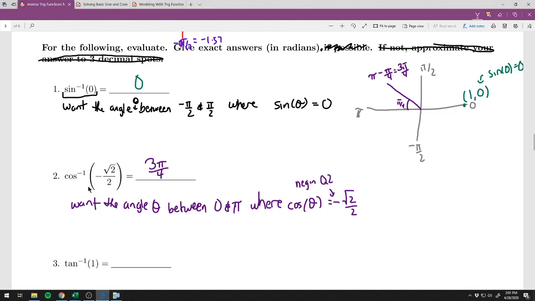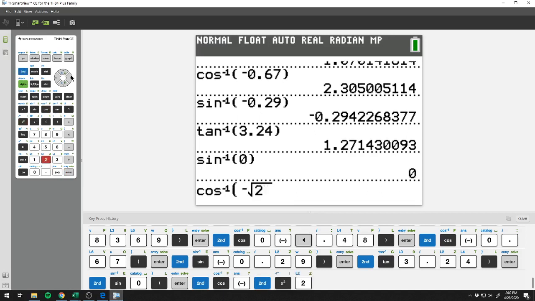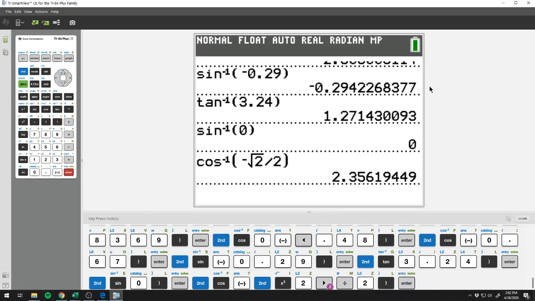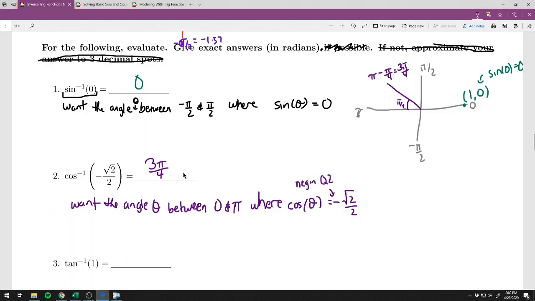Type in cosine inverse of negative square root of 2 over 2. So we got negative square root of 2, and we want to divide that by 2. You're going to get a decimal because it's from that pi. And we want to see, is this the same as 3 pi over 4? So we compare that decimal to 3 pi over 4, and we do get the same thing. So it does check out.